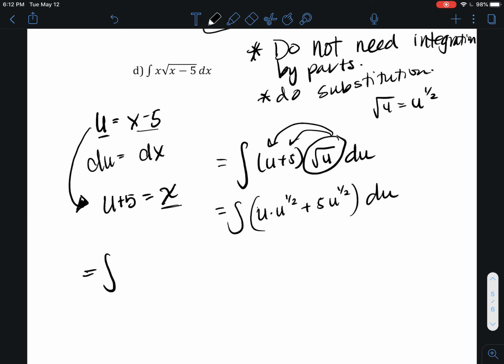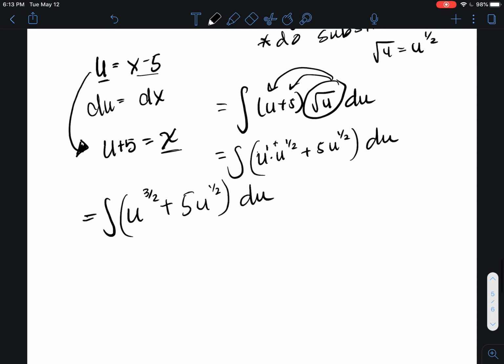Okay, so let's just do some cleanup. So what is u times u to the 1/2? Remember, this is 1 and they add up. So this is really u to the 3/2 plus 5u to the 1/2 du. And this is a lot easier to take the integral for, correct? So this would give me 2/5 u to the 5/2 plus 5 times 2/3 u to the 3/2 plus c.